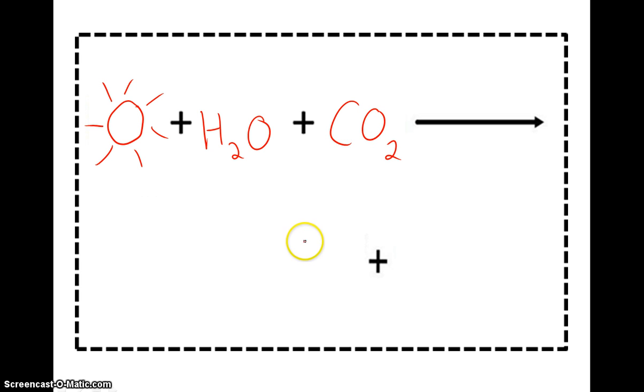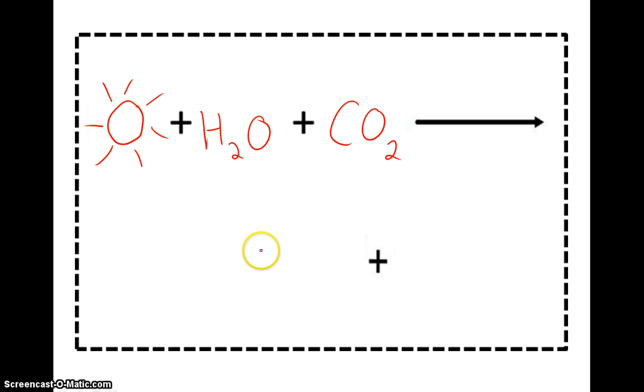We have the sun, so we need sunlight to do photosynthesis. And by we, I mean plants. We don't really do photosynthesis, but plants do. So the plant needs sunlight, it needs water, which is H2O, and also carbon dioxide. So that's what's going to be needed to do photosynthesis.